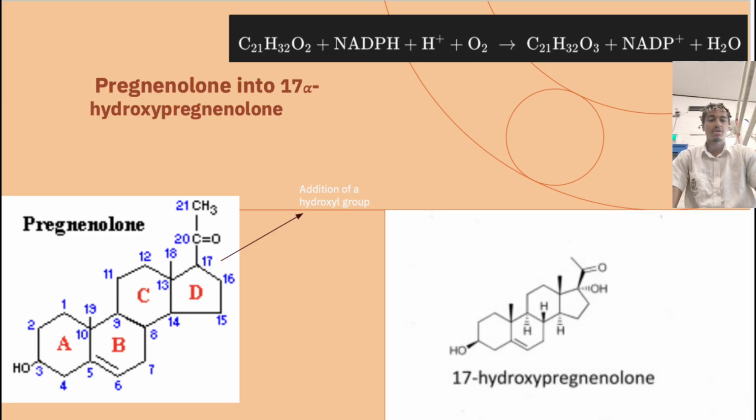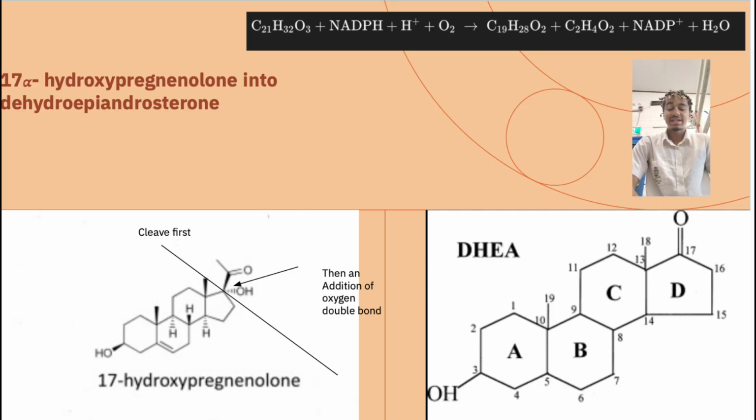Pregnenolone, through the use of CYP17A1, performs a hydroxylation on carbon 17. Then 17-alpha-hydroxypregnenolone, using the enzyme CYP17A1, performs a cleavage between C17 and C20, releasing a 2-carbon fragment and structurally removing the side chain beyond C17. This reduces the carbon count from C21 to C19. Losing a part of its side chain, dehydroepiandrosterone is produced, transforming the typical steroid base into an androgen backbone.